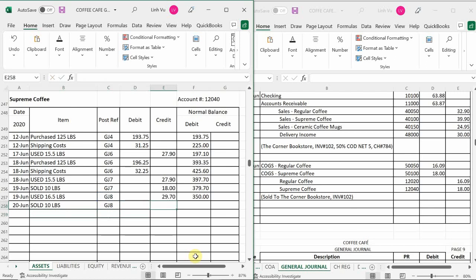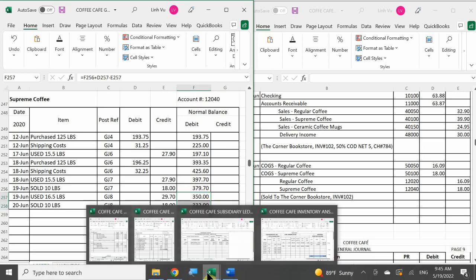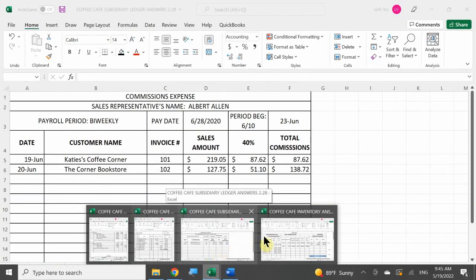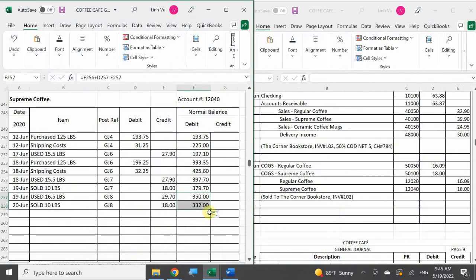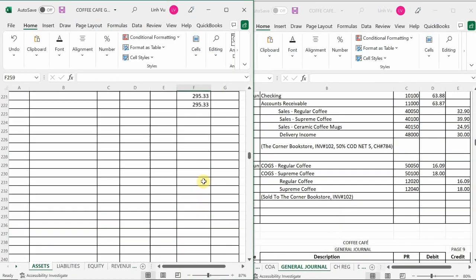Sold 10 pounds at $18. So that should give me $332, which, yes, this does match my inventory worksheet, or my inventory worksheet matches my ledger.